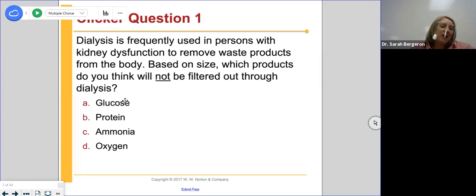So what's going to be filtered out? What is glucose? What's the formula for glucose?